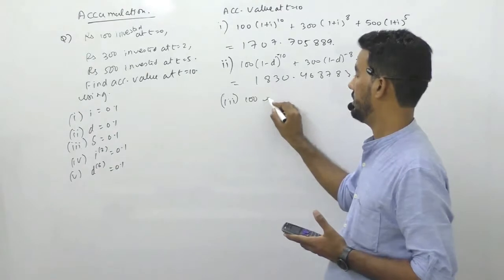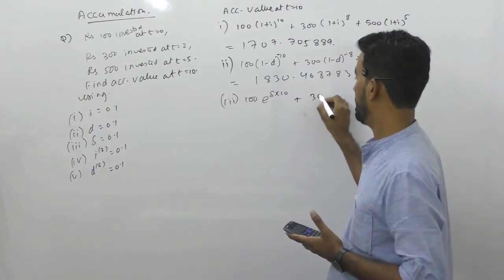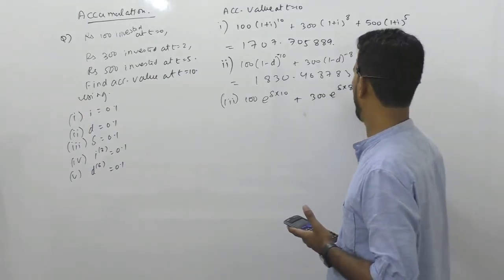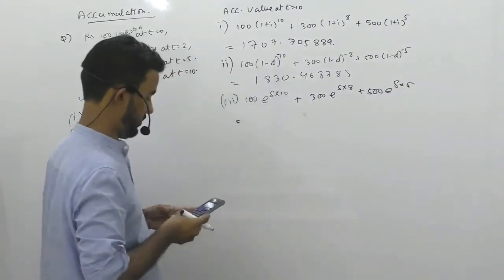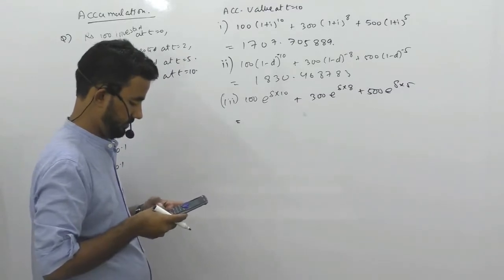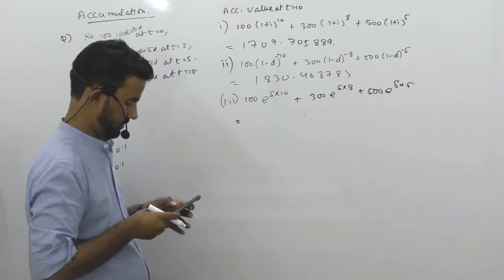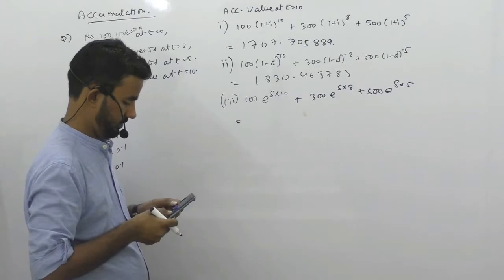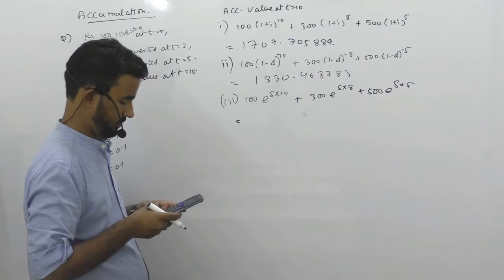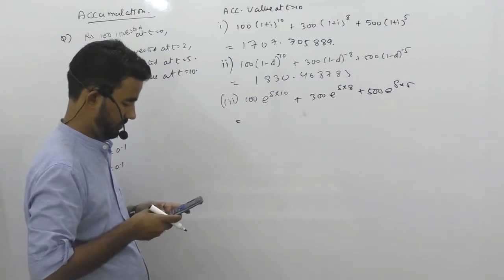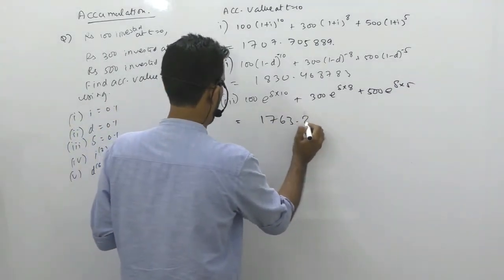So 100 e raised to delta into 10 is to be used when you're using force of interest. 300 for 8 years, so delta into 8, and then for the 500 for 5 years, so e raised to delta into 5. Delta being 10%, let us see what's the answer. The answer is 1763.85.